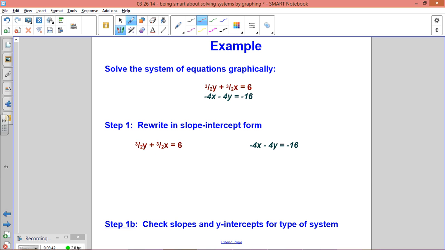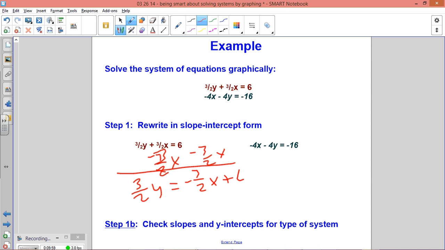First thing I need to do is subtract 3 halves x from both sides, so minus 3 halves x. I get 3 halves y equals -3 halves x plus 6.